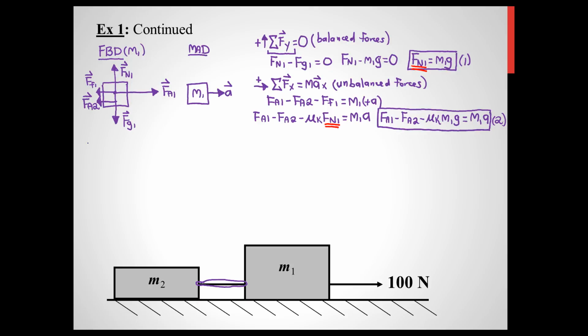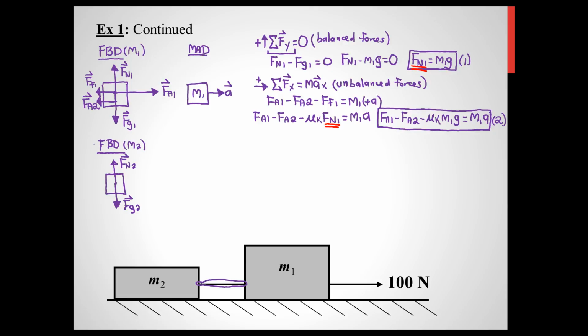So now we need to go to mass 2. So FBD for mass 2. Force of gravity straight down. Call it Fg2. Normal force points up. Once again, it's equal and opposite in magnitude. Fn2. We have an applied force that would be towards the right.